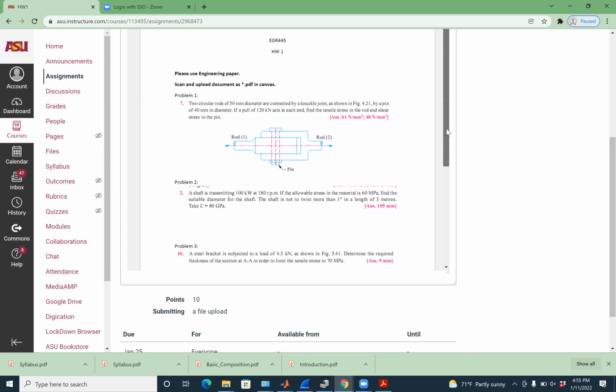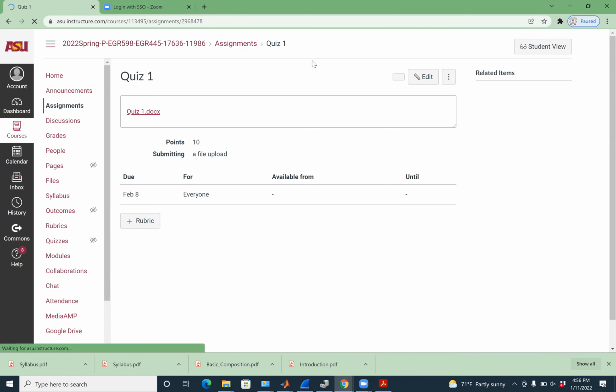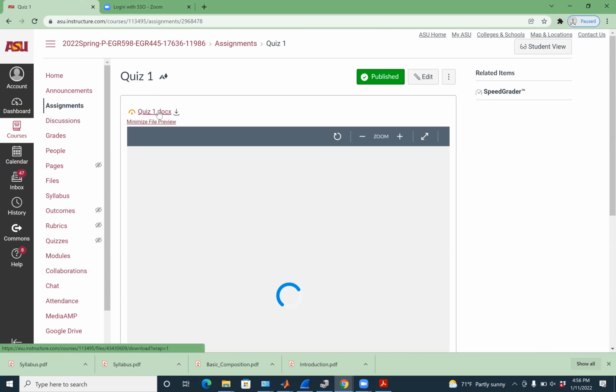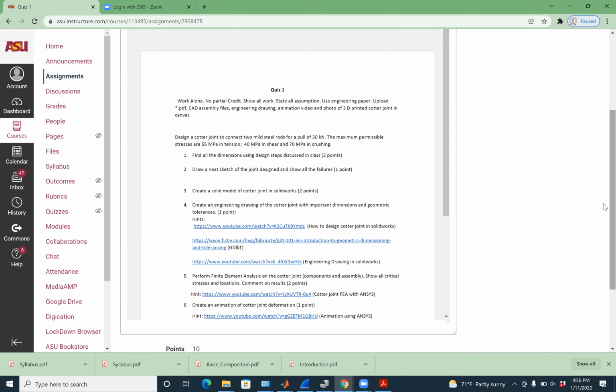As you can see, homeworks are just calculations. But if you go to quizzes, there is a significant amount of work. And even though it says work alone, there are some parts of this assignment that you are expected to work alone. So see, we are asking you to design a quarter joint.